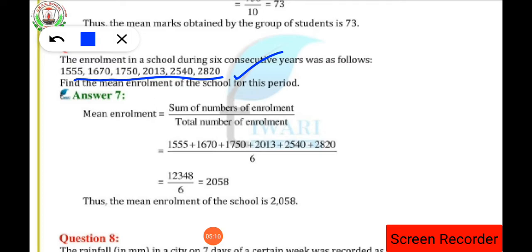So these 6 consecutive years will become the denominator. Then find the mean. Here it is asking to find the mean. So arithmetic mean is equal to, what is the formula?